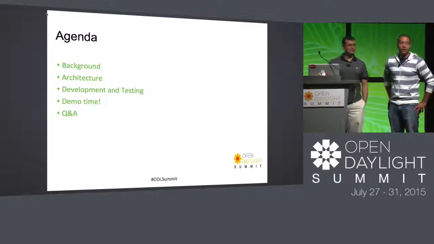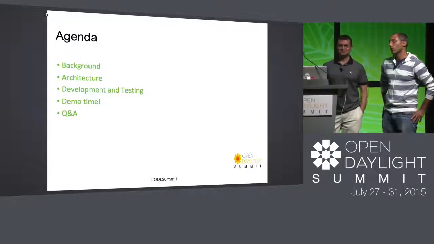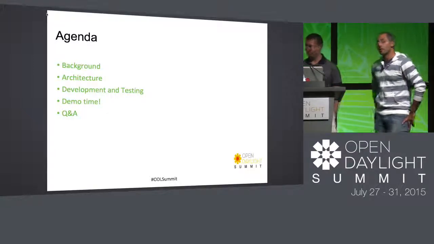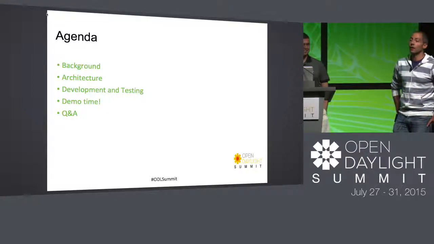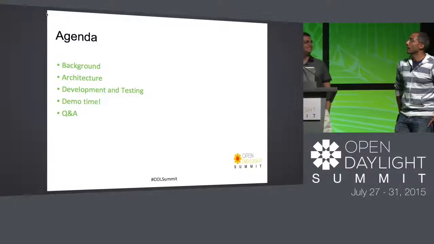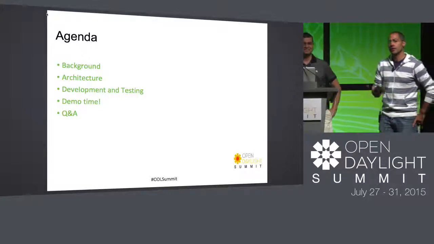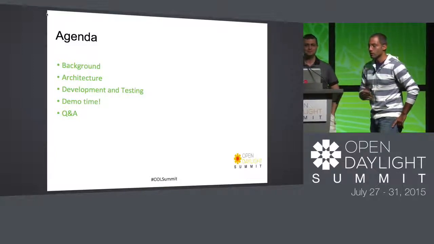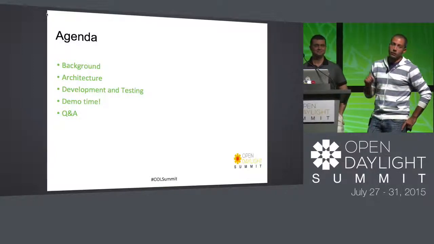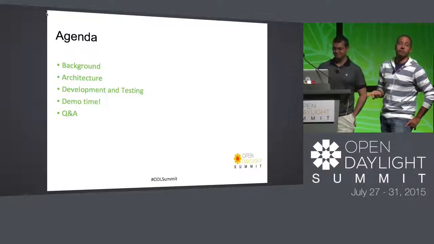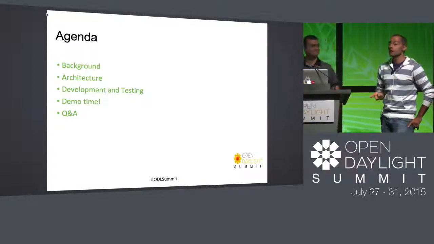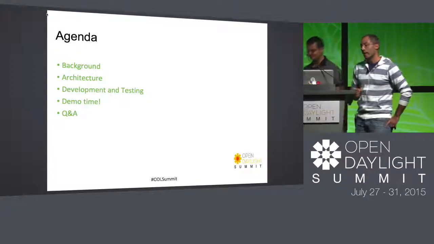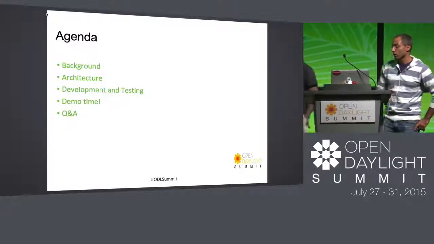We'll touch base on a bit of history and setting context behind the two open source projects. We'll dive into architecture that allows us to use the end-to-end system made by Neutron as well as OpenDaylight. We also touch base on how we do development and testing of these two projects. And then Flavio is going to show us a cool demo, and we'll close with a Q&A session.